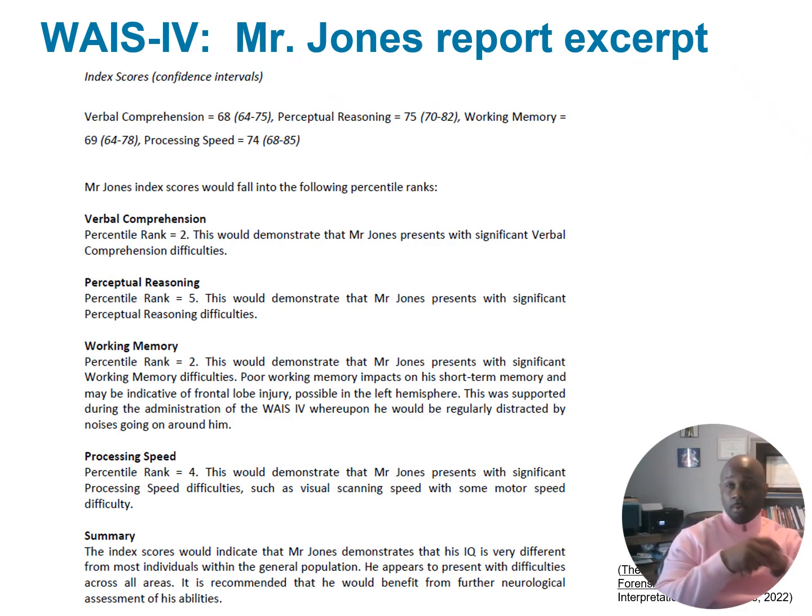Here's an example of that. I'll let you guys look that over for a second. Look at where it says perceptual reasoning and perceptual rank equals 5. It says this would demonstrate that Mr. Jones presents with significant perceptual difficulties, reasoning difficulties, right? And again, each of those interpretations provides a percentile rank and also a little information on what the result is, right? So that's how that would look when providing information on the results of the test.